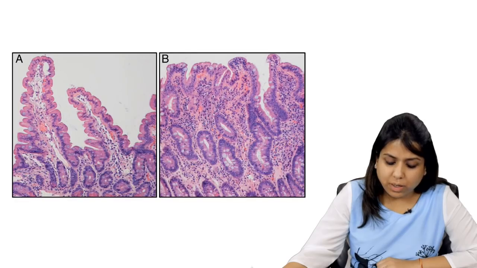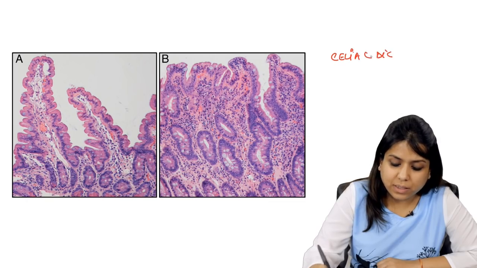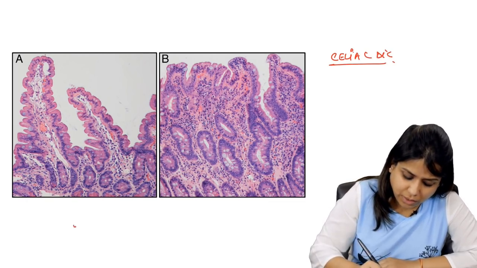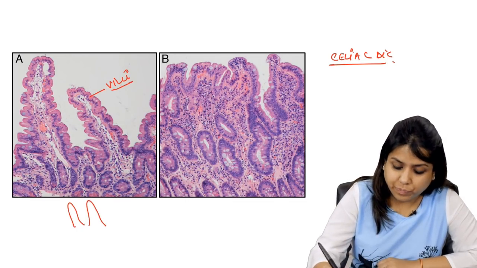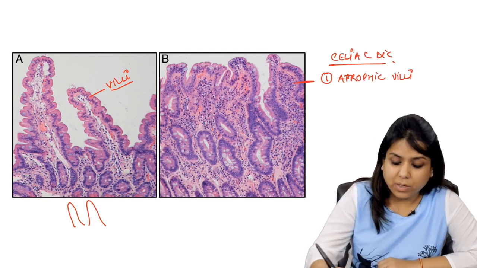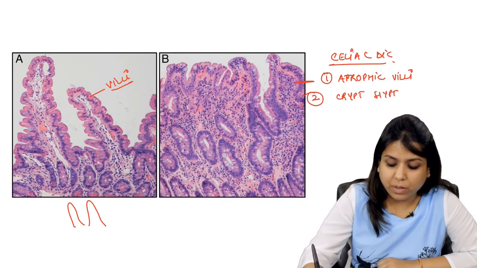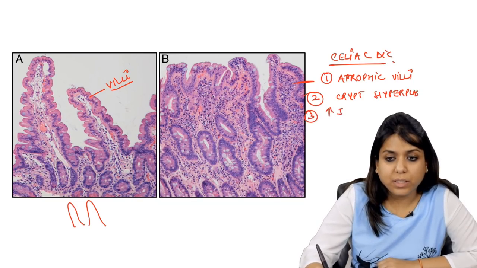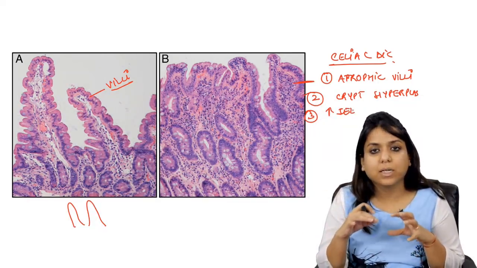This slide, students, is an interesting slide that can be asked in future exams. Celiac disease. I can see these villi in this slide. Here you have atrophic villi, there is villus atrophy, right? The second thing which happens in celiac disease is crypt hyperplasia. And the last thing is increased IELs, intraepithelial lymphocytes, right? So that is celiac disease. Clear?